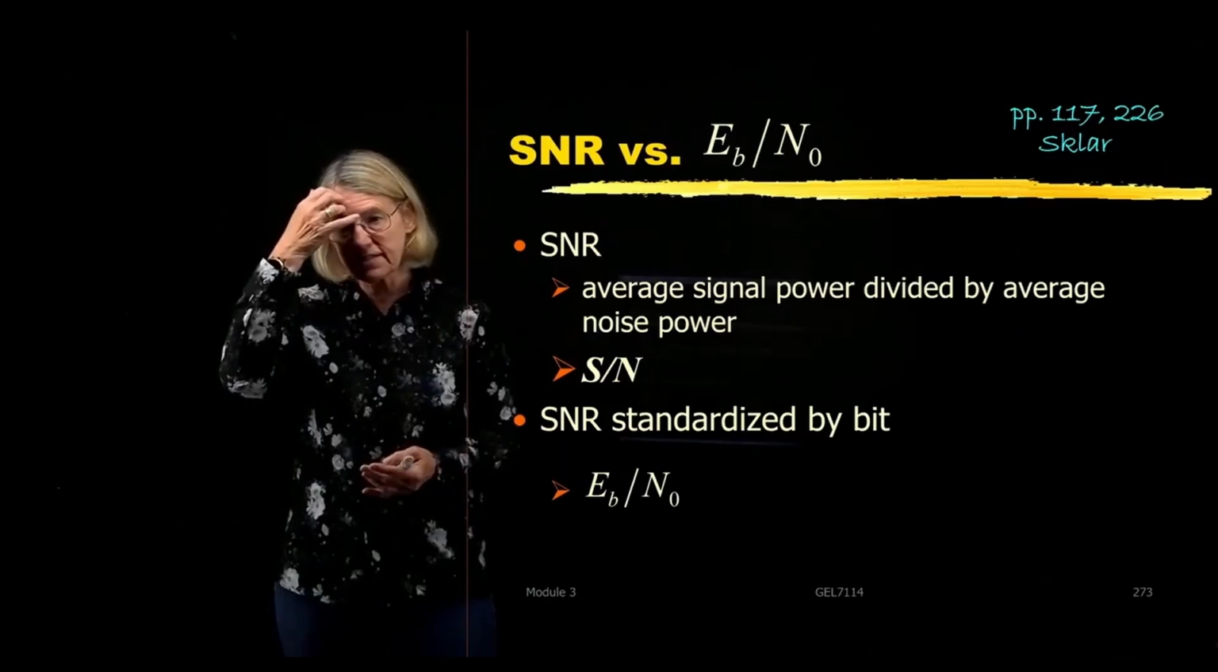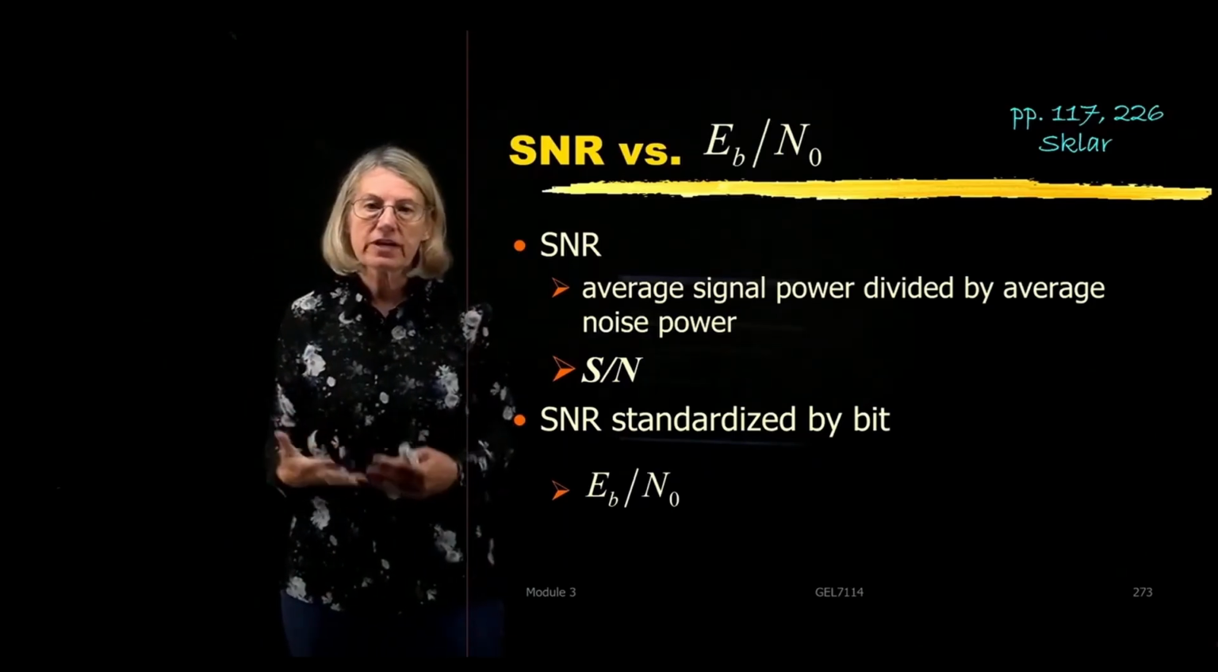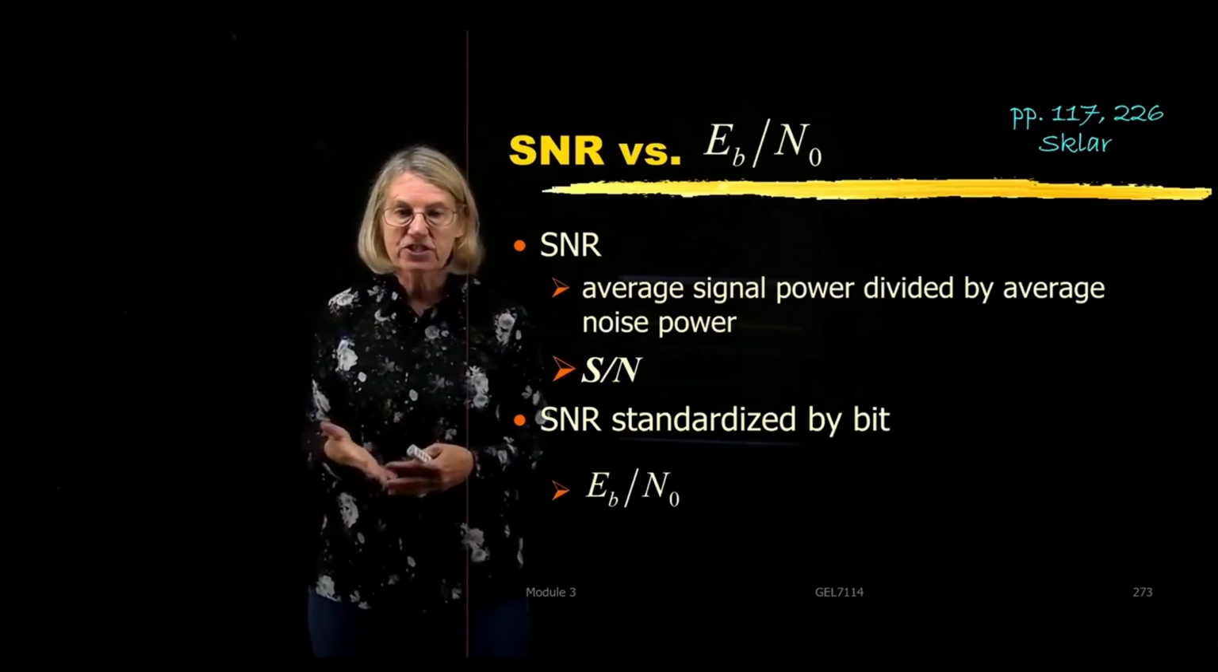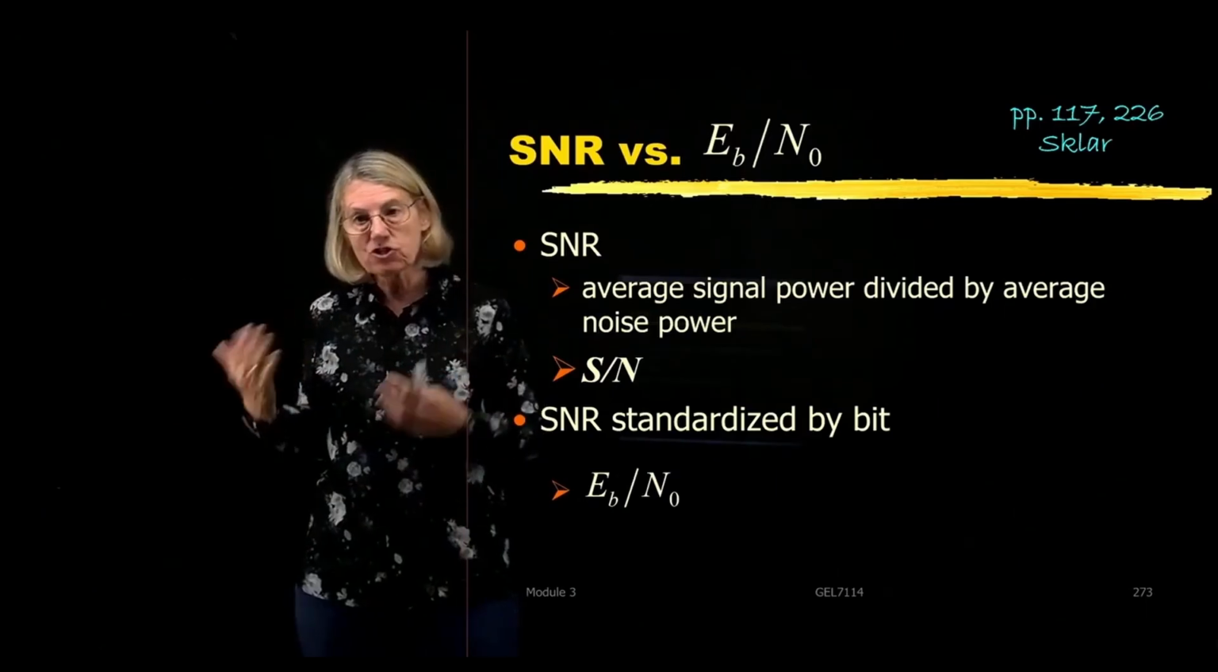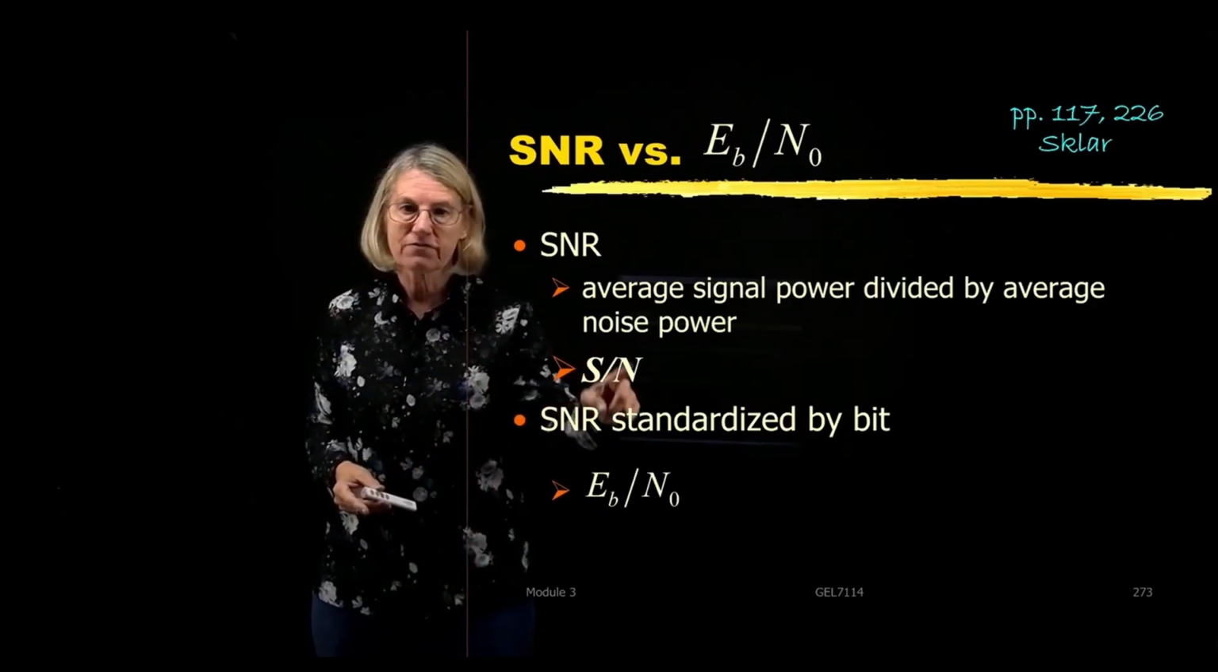Signal-to-noise ratio. Let's start with that. Signal-to-noise ratio is, by definition, the average signal power divided by the average noise power. Signal power divided by noise power.